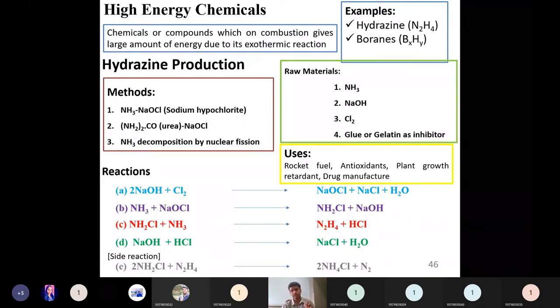There are three methods to produce hydrazine. One is the ammonia sodium hypochlorite method. Then the next one is the urea sodium hypochlorite method. And the third one is ammonia decomposition by nuclear fission reaction. There are three methods to produce hydrazine.